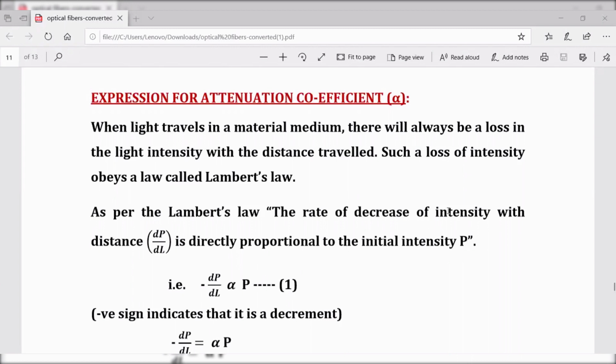The rate of decrease of intensity of light with the distance traveled is denoted by dP by dL. dP by dL is directly proportional to P, its initial intensity. Here, the minus sign indicates that there is a decrease in the intensity of light.